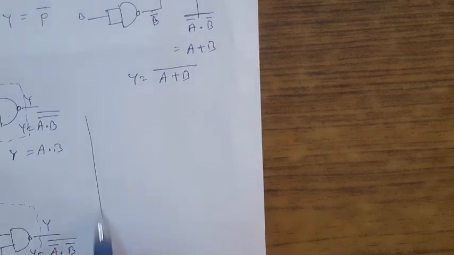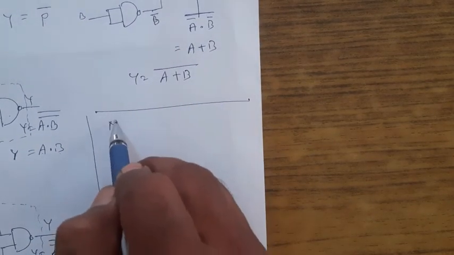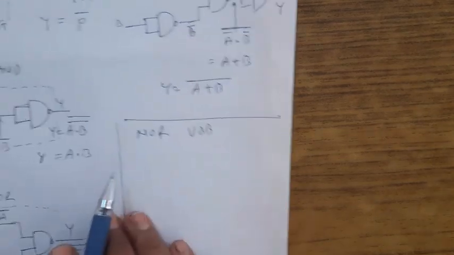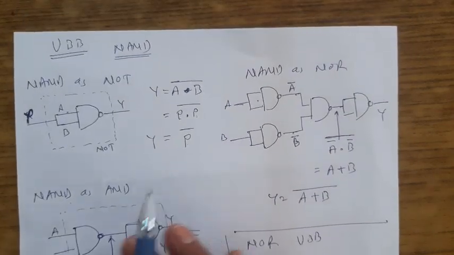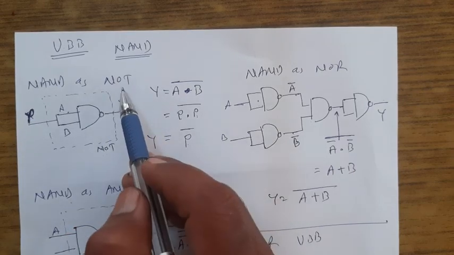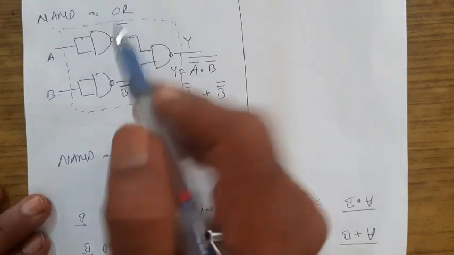Now exactly in the similar manner, NOR gate also behaves as universal building block. Okay, now when I consider NAND as a universal building block, I have mentioned that the NAND gate, or multiple NAND gates, can be used to construct NOT, can be used to construct AND, can be used to construct OR.